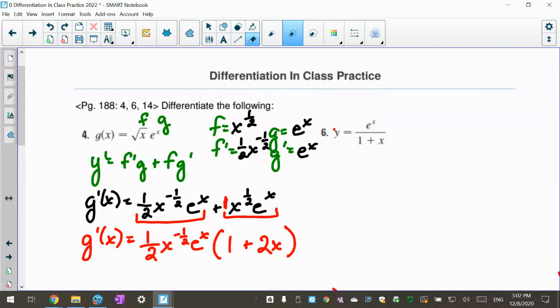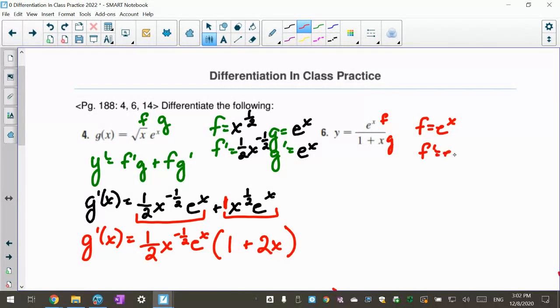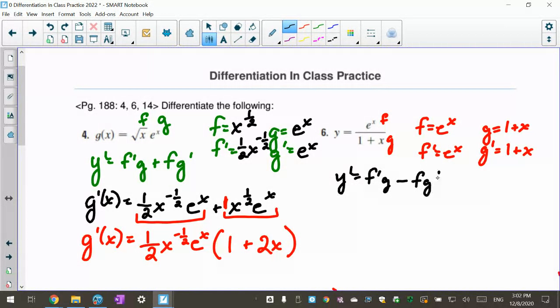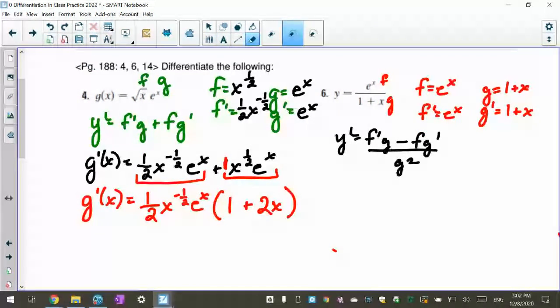This one right here is a quotient. So what we're going to do is label this our f and g. So f is e to the x, f prime is e to the x, g is 1 plus x, and g prime is 1. Now, when I write down the pattern, I know y prime is f prime g minus f g prime all over g squared. Okay, so what we're going to do here is actually kind of plug and chug, put in those values there, and then we're going to use some algebra to make it look nicer.